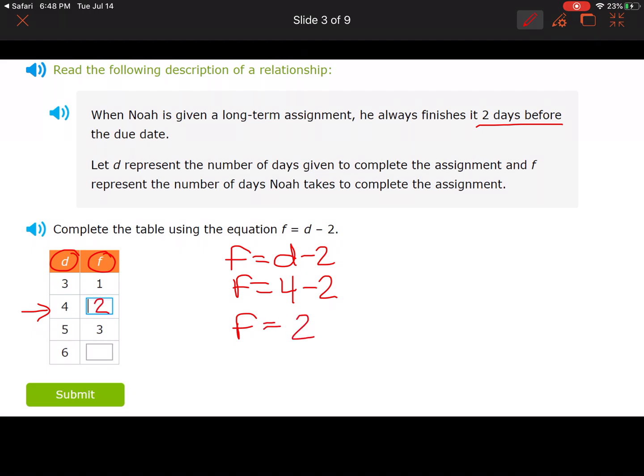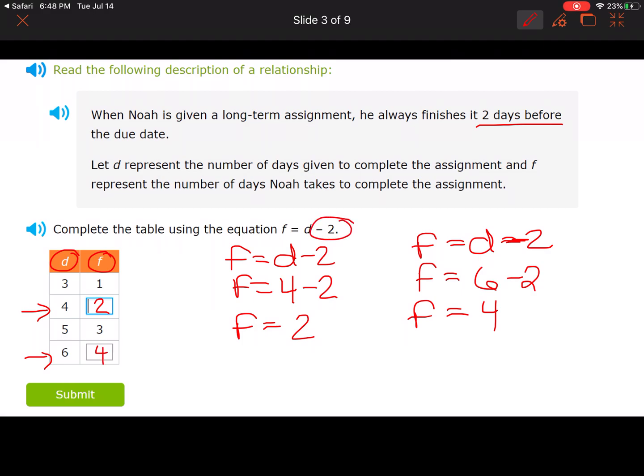Okay? For the next one, we rewrite the equation. F equals D minus 2. We don't know what F is, but we now know that D is 6. So this is supposed to be minus. So 6 minus 2, so therefore F will give you 4. So the rule every time was just to subtract 2. 3 minus 2 gave you 1. 4 minus 2 is 2. 5 minus 2 is 3. 6 minus 2 is 4. Okay?